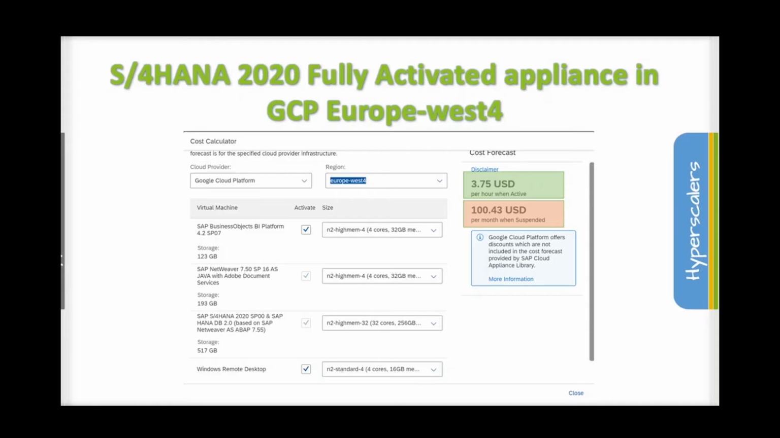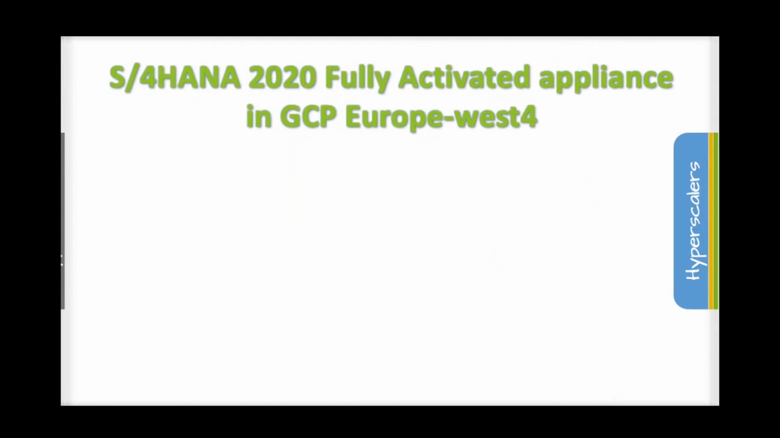For the price simulation of this video, I picked the fully activated appliance of S/4HANA 2020 with everything installed, including BI and remote desktop, installation done in Google Cloud Platform, Zone Europe West 4. Other hyperscalers and other locations will have different prices, but the logic will be the same. Additionally, you can decide not to install the optional virtual machines to lower the price.